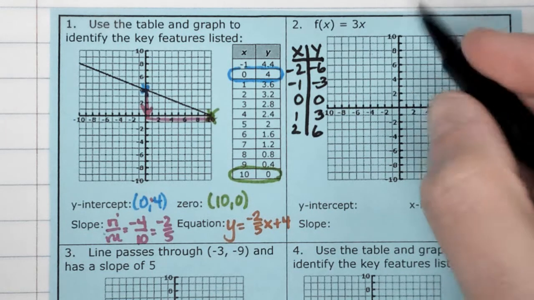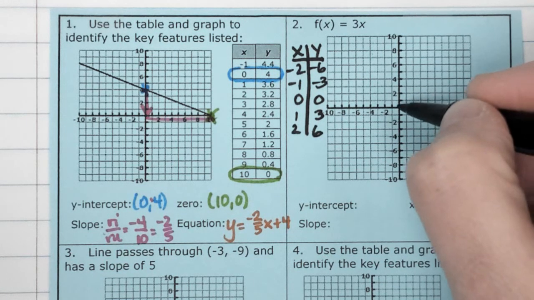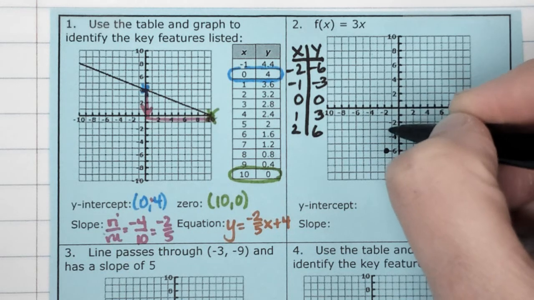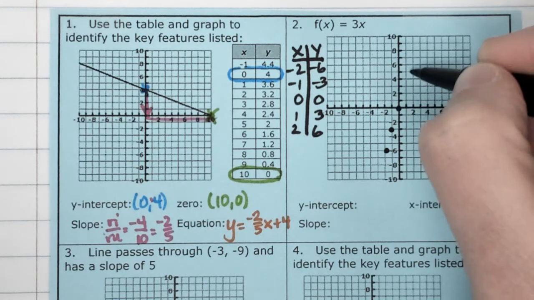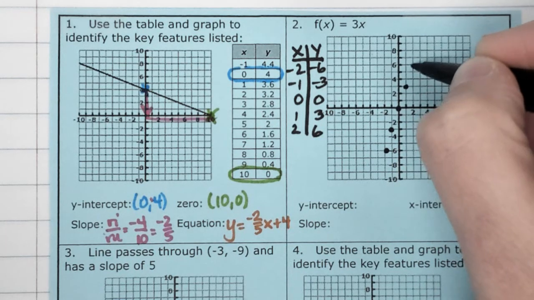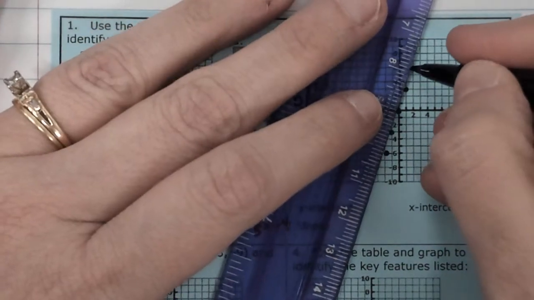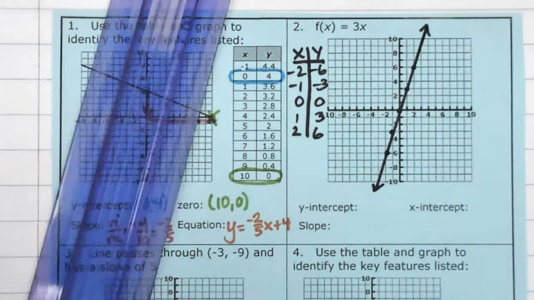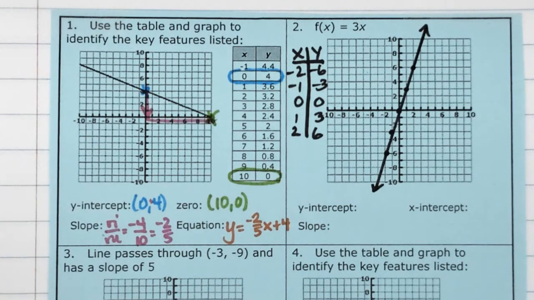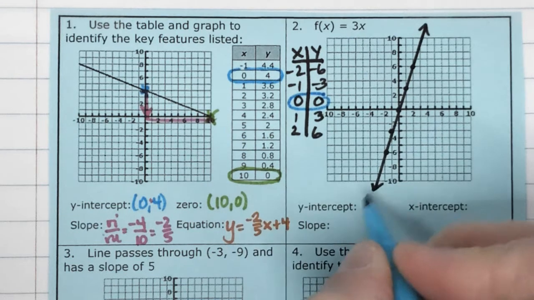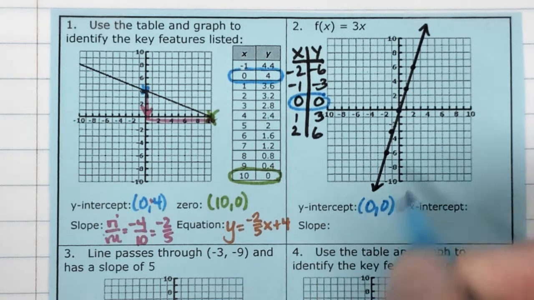Now I can plot these points. Negative 2, negative 6; negative 1, negative 3; 0, 0; 1, 3; 2, 6; and then I connect them because that's what I do. All right, and now there's my line. Now, they want me to find these key features. Well, first of all, I know that if I'm looking for my y-intercept, I'm looking for the row that starts with 0. So that's (0, 0).